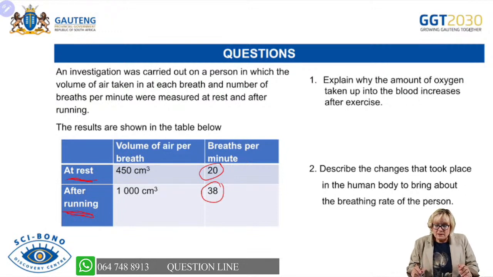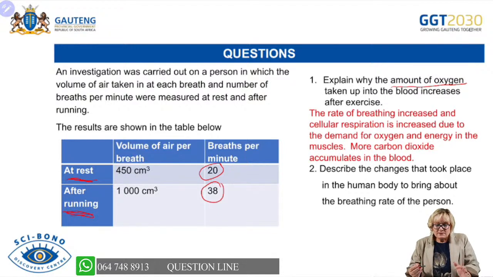Explain why the amount of oxygen taken up into the bloodstream increases after exercise. Why will you have more oxygen then? Because you're inhaling faster, you have more volume of air per breath. And remember, your cells now need the oxygen. That is why you are suddenly breathing so fast, because the cells need this for respiration.